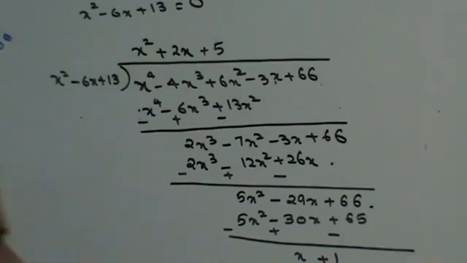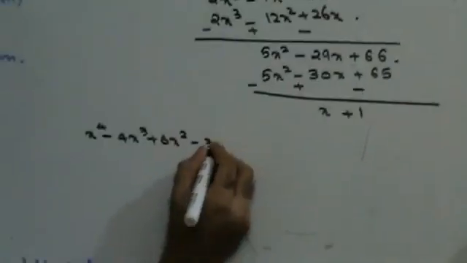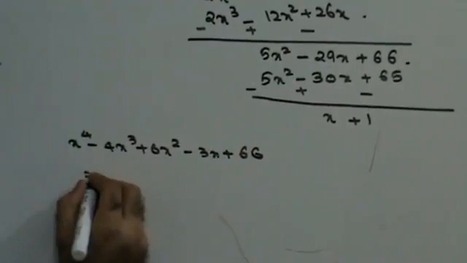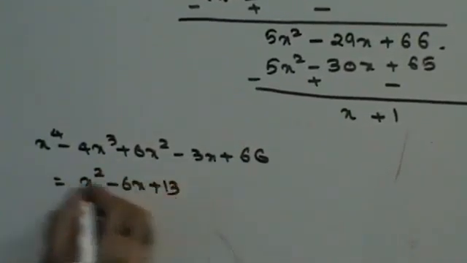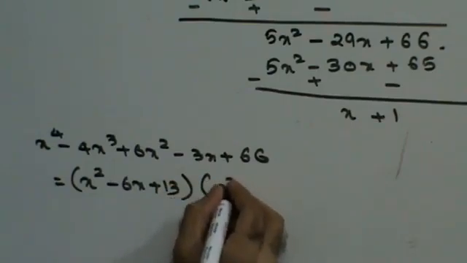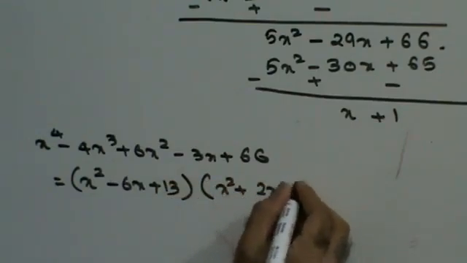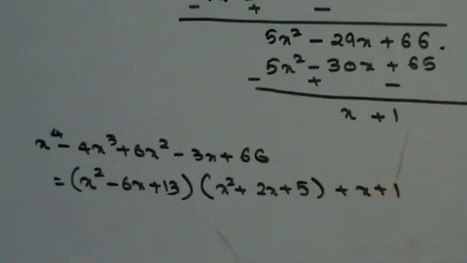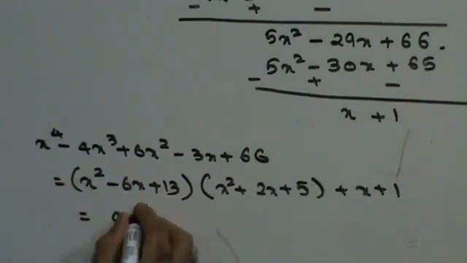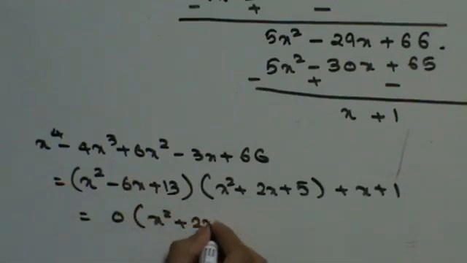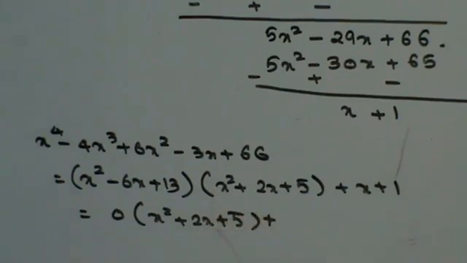Now we know that divisor is equal to dividend into quotient plus remainder, right? Now out of which we have already found the value of x square minus 6x plus 13 to be 0. So 0 into x square plus 2x plus 5 plus x.